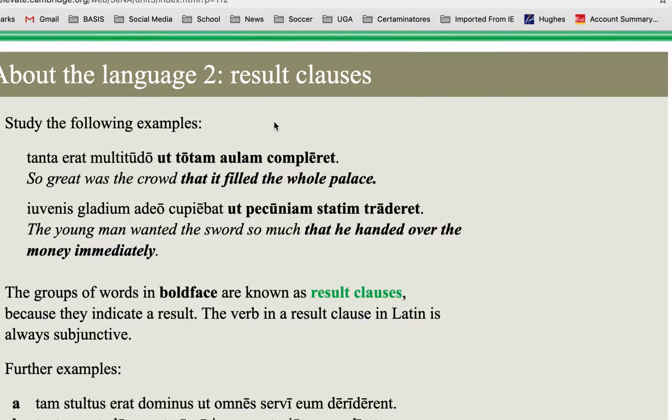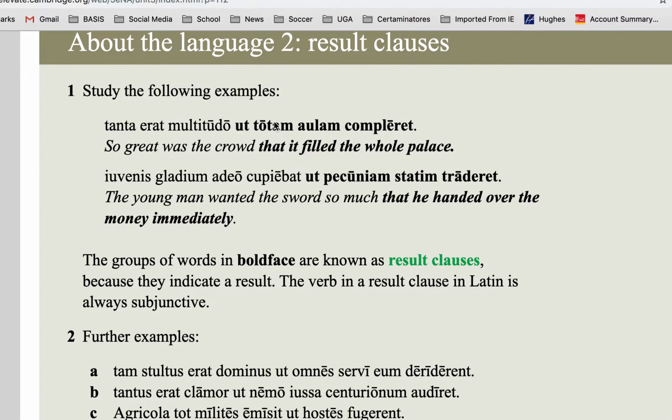Okay, this is just a brief tutorial on the About the Language 2 result clauses that's in stage 27. So just going to take you through what's on the page here. And so here we go. We have learned purpose clauses, right? That's I went to the store to buy milk, or so that I might buy milk.